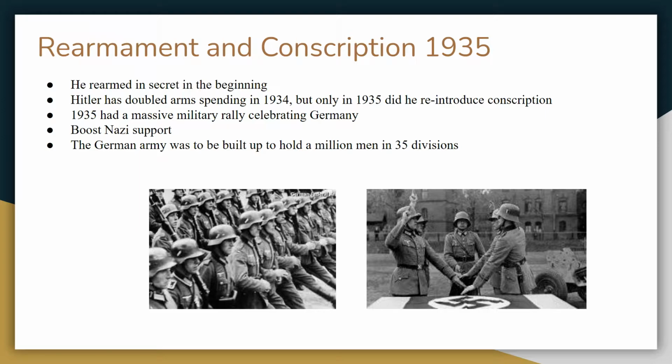In 1935, there was a massive military rally celebrating Germany. So here are pictures of the military rally. This rally really helped boost Nazi support. It was really getting Germans excited to be German again. Everyone was really happy. The German army was built up to 1 million soldiers in 35 different divisions. And here is some swearing in for the Nazis in the military. Okay, go ahead and take these notes, and when you're ready, come on to the next slide with me.